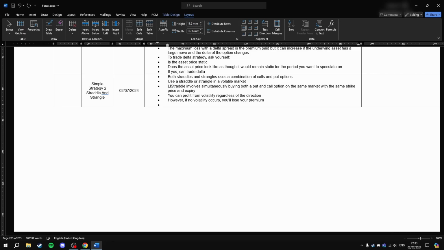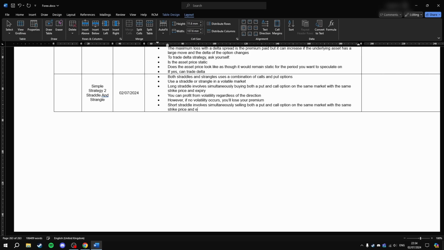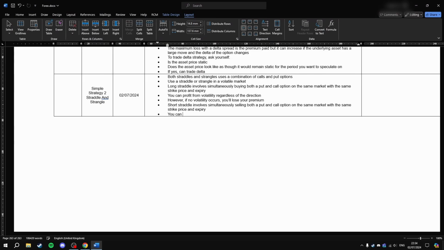Let's call it long straddle. Short straddle involves simultaneously selling both a put and call option on the same market with the same strike price and expiry. You can benefit if the volatility collapses.